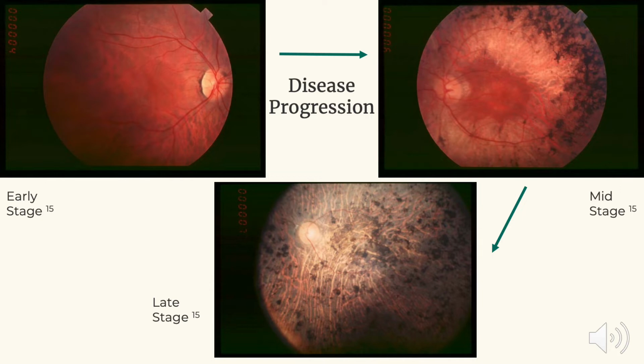So in this slide, I really wanted to show the disease progression of RP. And so you can see in the early stage that there isn't too much that's very apparent, and it looks somewhat like a healthy retina. And then you see mid-stage, and you really begin to see the pigmentation come in, and you can see the arterial narrowing. And in the late stage, the bone spicules, the super dark pigmentation is very, very apparent, and you can barely see any of the arterioles.